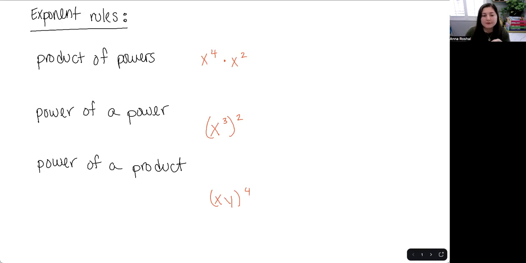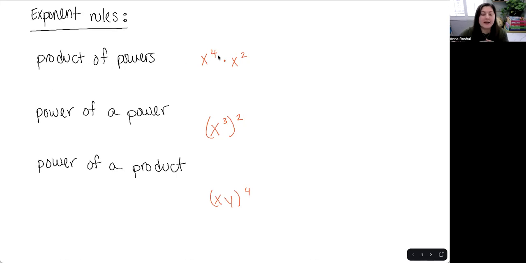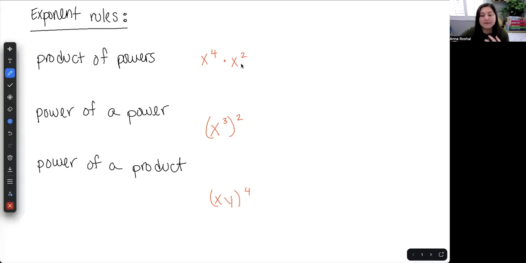So the very first rule that we talk about is the product of powers. A product of powers means I have a product where I have the same base, different exponents. So what happens with that is I'm going to end up keeping the same exact base, and I'm just going to add the exponents. In this particular case, I'm going to end up with x to the sixth power.